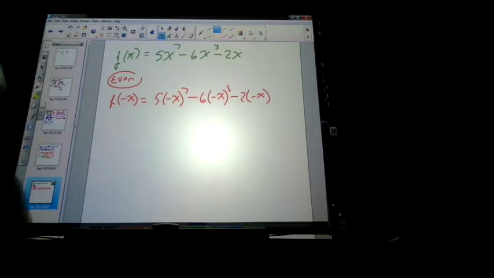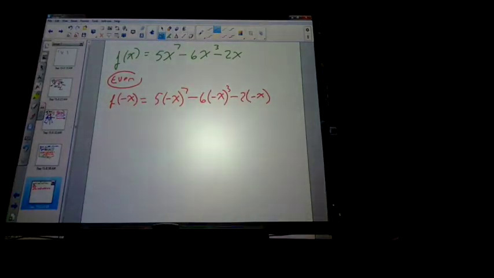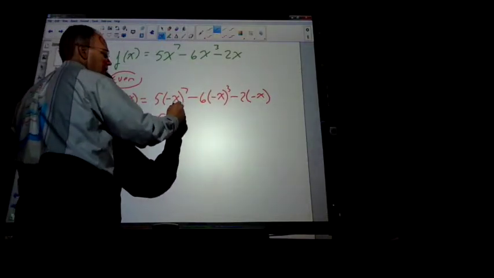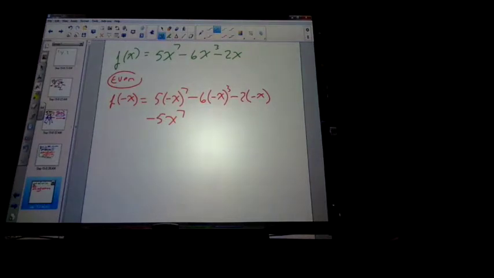If I were to take negative x and multiply it times itself 7 times, so negative x times negative x times negative x, negative x, negative x, negative x, negative x, I know it's going to be x to the 7th, but is it positive or negative x to the 7th? Negative. Are you okay with that? So negative x times negative x is positive x, times another negative x is negative x, times another negative x is positive x, times another negative x is negative, times another positive, times another negative. So this is going to change into 5x to the 7th, and there'll be a negative out front. Is that okay?